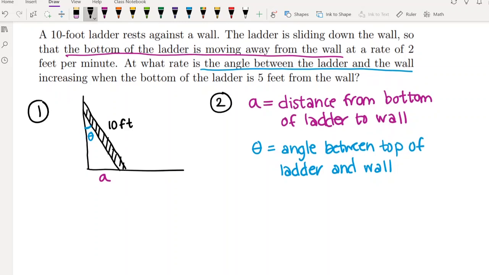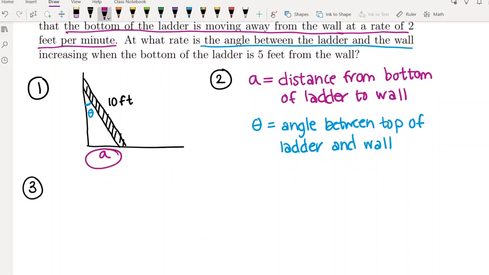Okay, so the next step is to translate the given information as well as the desired information in terms of derivatives. So it tells us that the bottom of the ladder is moving away from the wall at a rate of 2 feet per minute. So that means that this distance here, as this ladder is moving, is getting bigger. So specifically, we can say dA/dt is equal to 2 feet per minute.